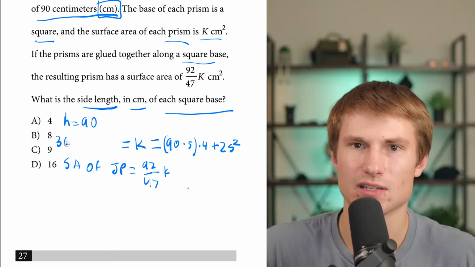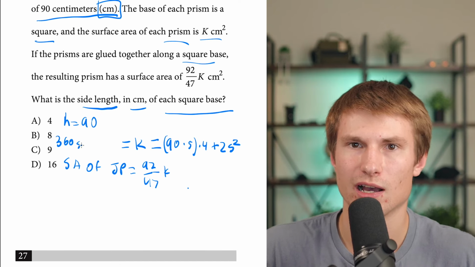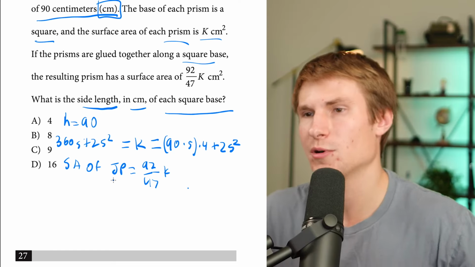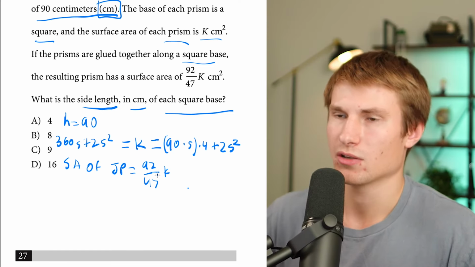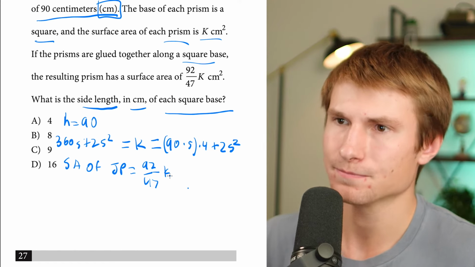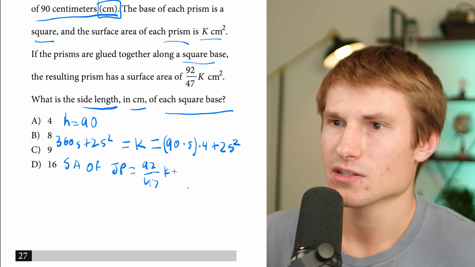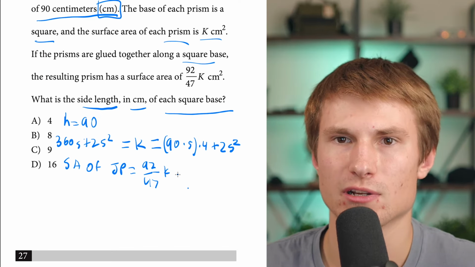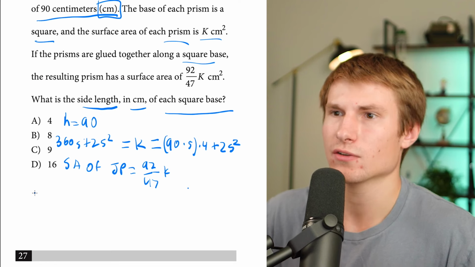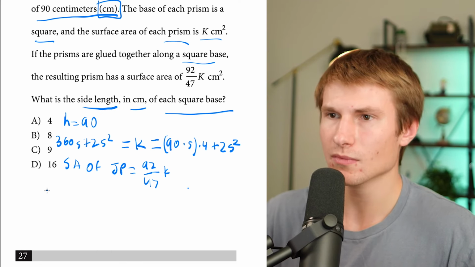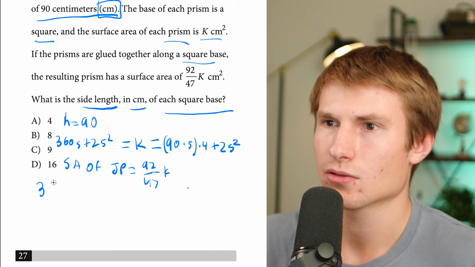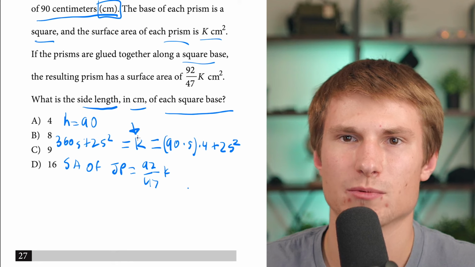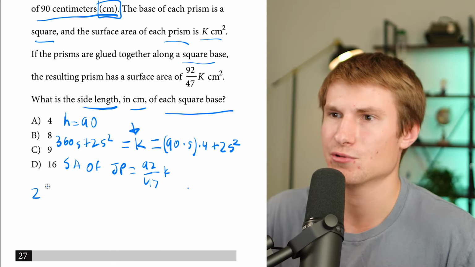Okay, so if we simplify this down, that's gonna be 360S plus 2S squared, sweet. Okay, now we need the surface area of the joined prism, which we know we can represent as 92/47K. So we need to get K in terms of the square. So the surface area of these 2 that are separate would be 2K, right? Because we know the surface area is K and we have 2 of them, so that'd be 2K.